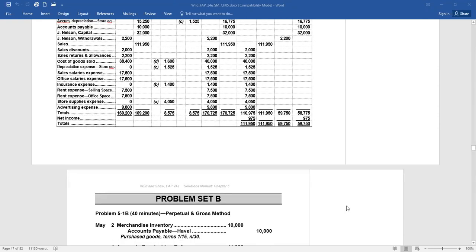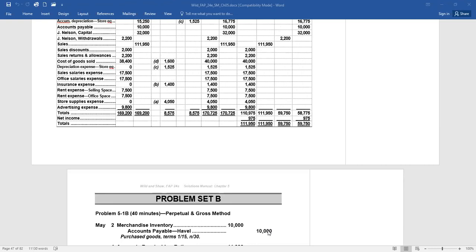So the journal entry is to debit merchandise inventory $10,000 and credit accounts payable $10,000. On the day of purchase, we show the amount in our inventory asset account and show that we owe this money in accounts payable. And there it is, accounts payable - Havel.